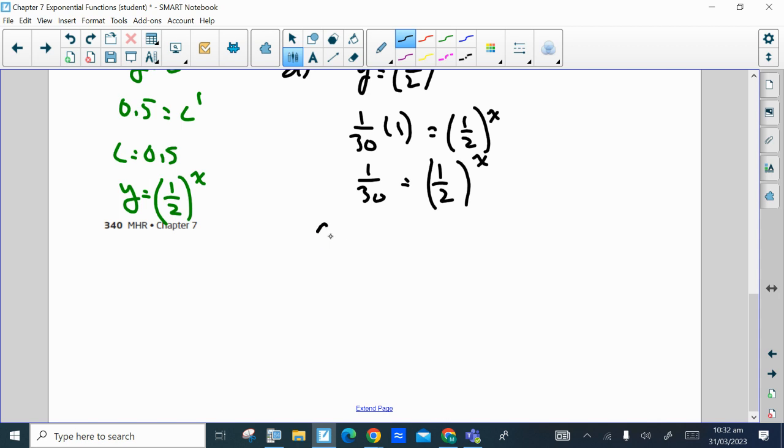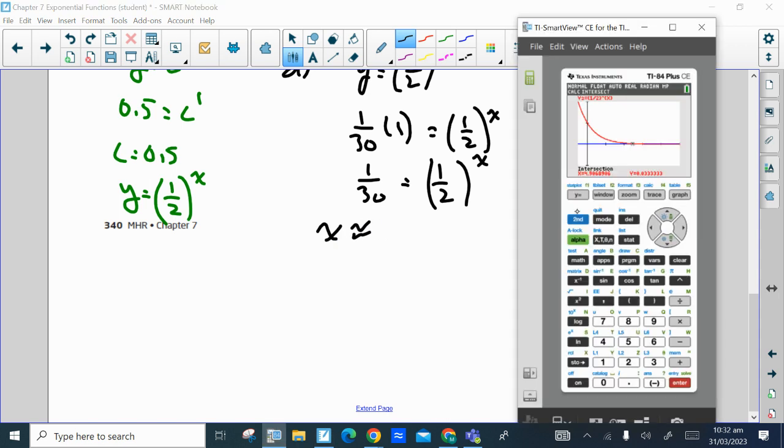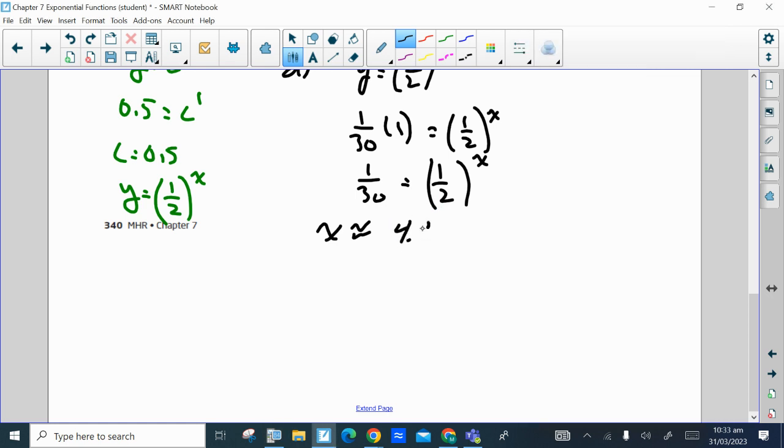So x is approximately, and we can make sure by quitting the graph and going x, enter. That'll take my last value of x from my graph. Yep, 4.90, it's actually 907 if we round to 3 decimal places. But this represents how many 15-day intervals.